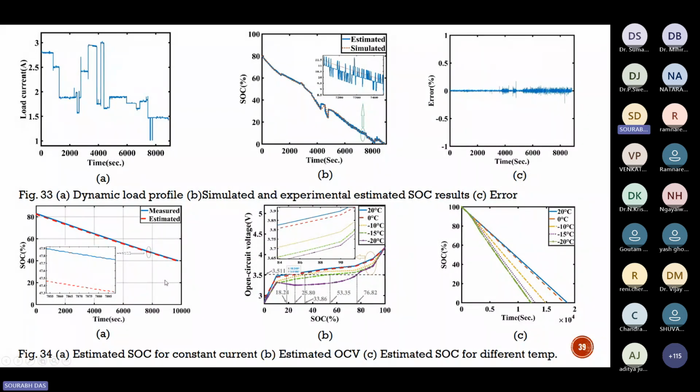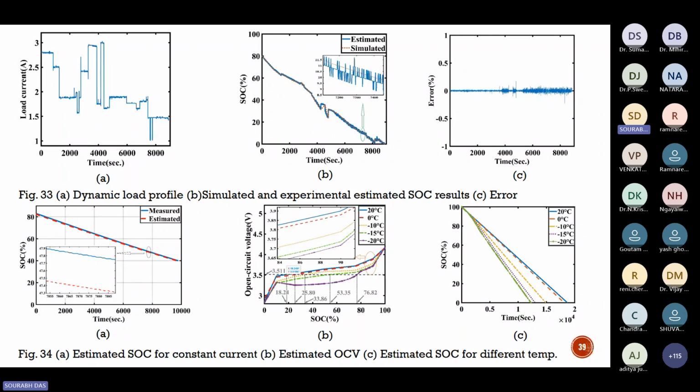In the previous cases, the SOC-OCV curve was obtained at ambient temperature, but now we have got some results for constant temperature cases. So we have tested the battery at 5 temperatures: 20 degrees, 0 degrees, 10 degrees, 15 degrees, and minus 20 degrees centigrade. What we have seen is that open circuit voltage changes with the changing of the temperature.